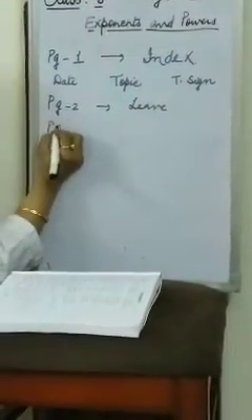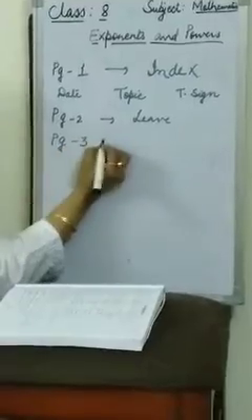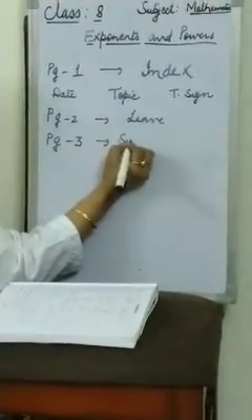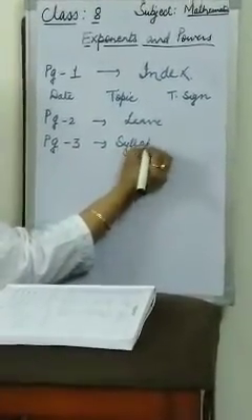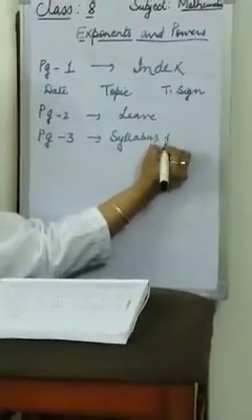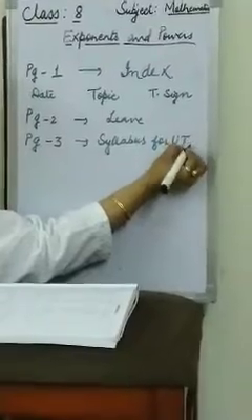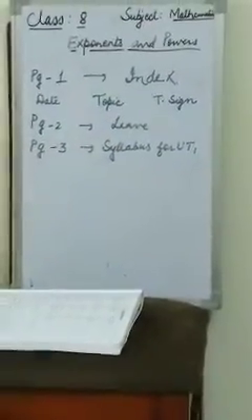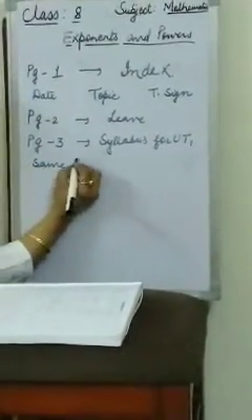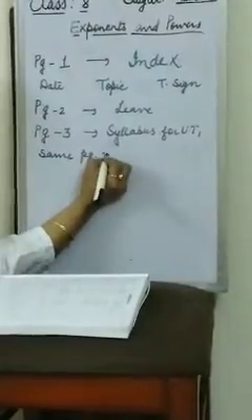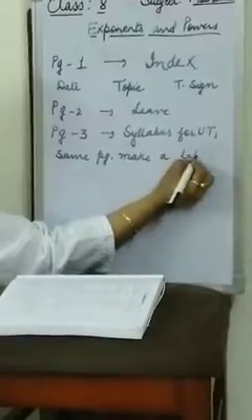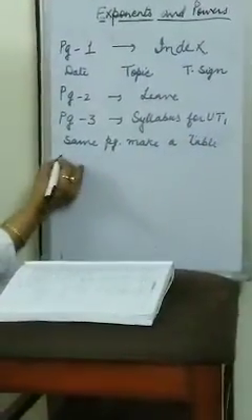Page 3, you are going to write syllabus for unit test 1. On the same page, you are going to make a table. Same page, make a table. What are we going to write in that table?